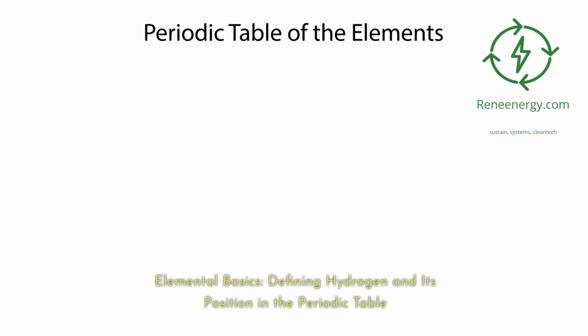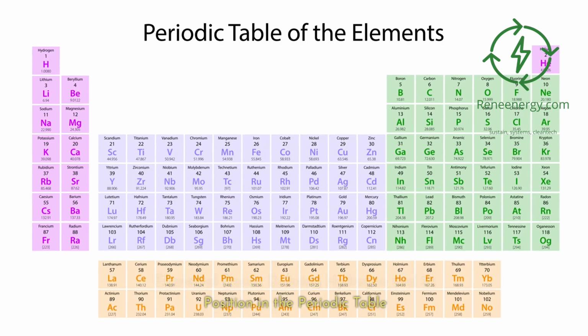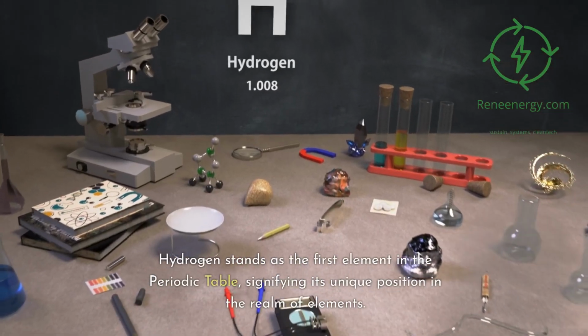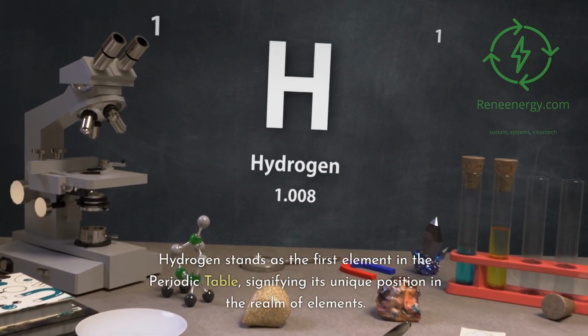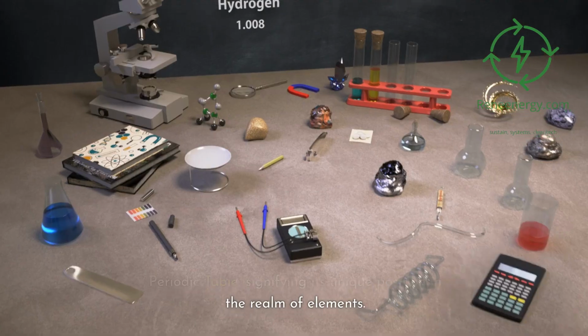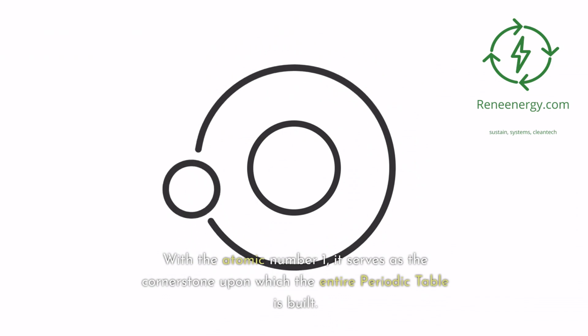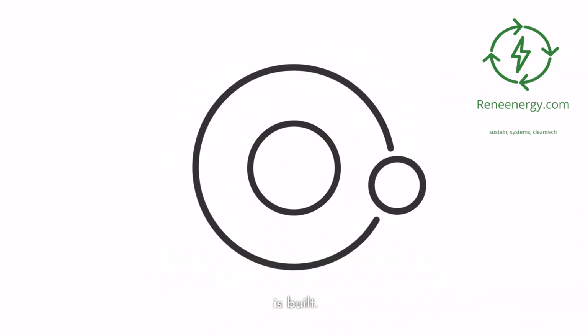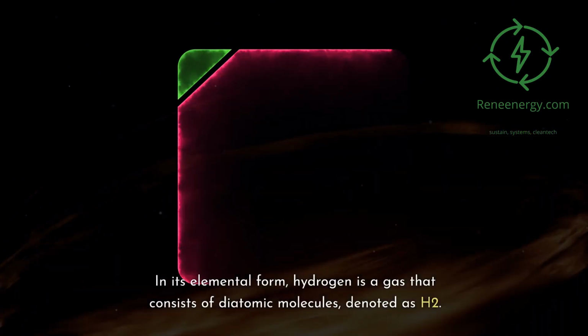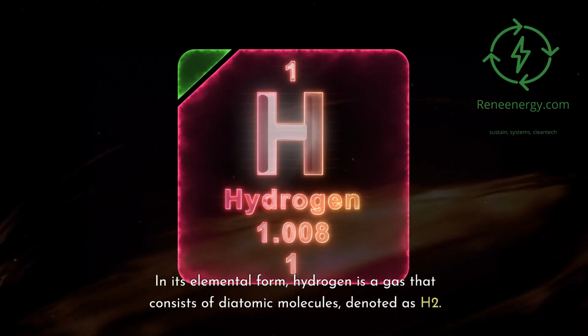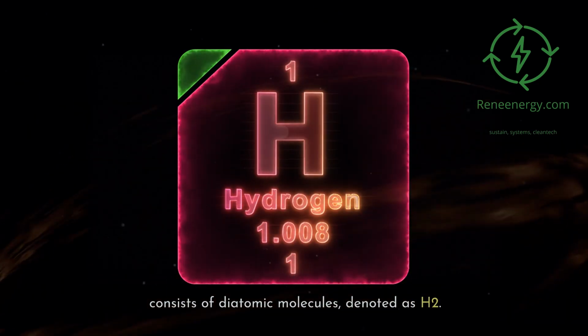Elemental basics: defining hydrogen and its position in the periodic table. Hydrogen stands as the first element in the periodic table, signifying its unique position in the realm of elements. With the atomic number 1, it serves as the cornerstone upon which the entire periodic table is built. In its elemental form, hydrogen is a gas that consists of diatomic molecules, denoted as H2.